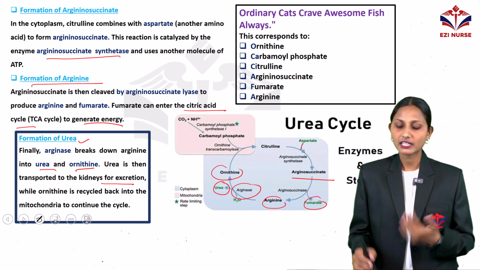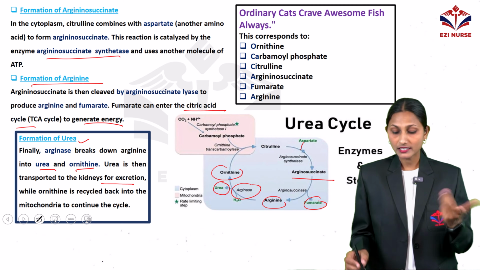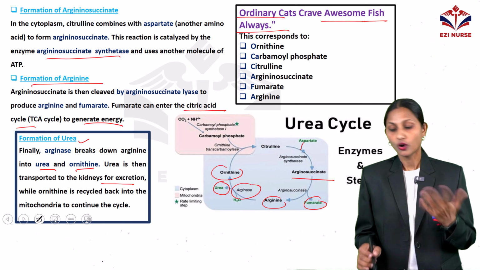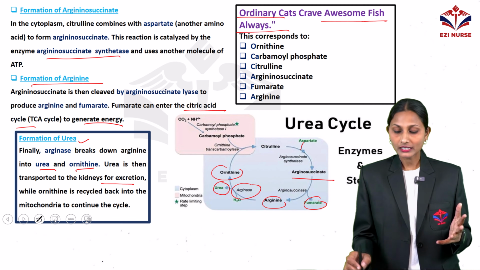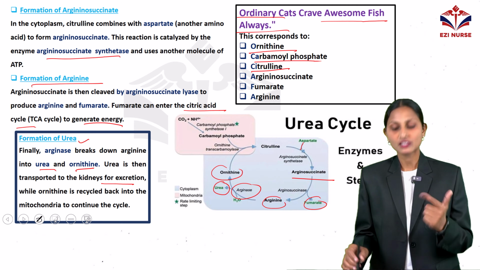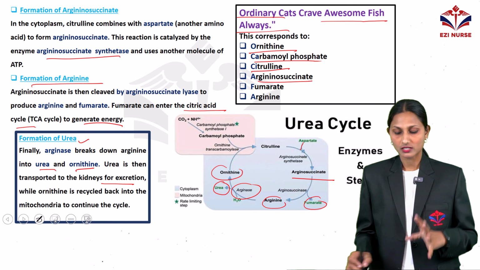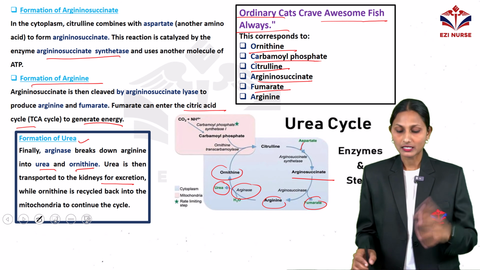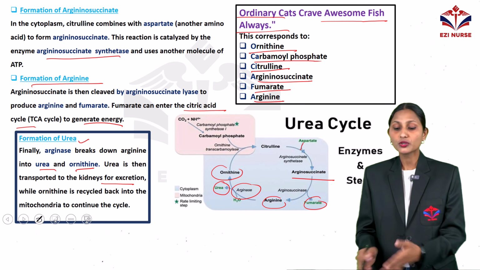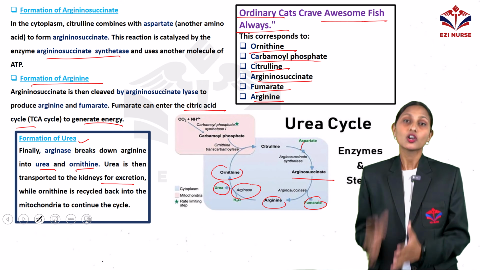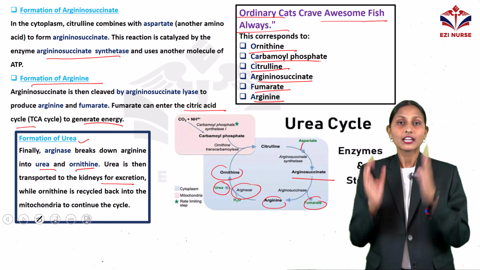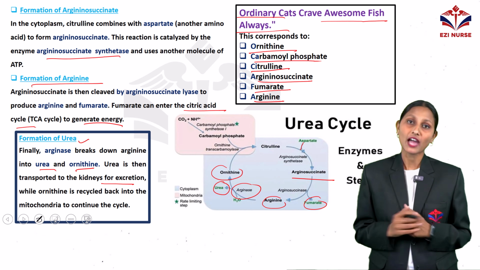Here I have made one mnemonic for you guys, so please pay attention. Ordinary cats crave awesome fish always. Ordinary means ornithine, cats means carbamoyl phosphate, crave means citrulline, awesome means argininosuccinate, fish means fumarate, and always means arginine. So these are the basic steps, right? You can recall this mnemonic for your exam, and it will definitely help you to write in your exam.